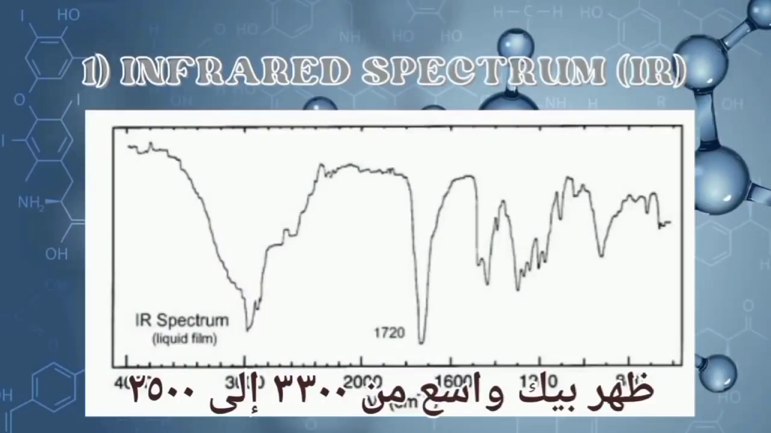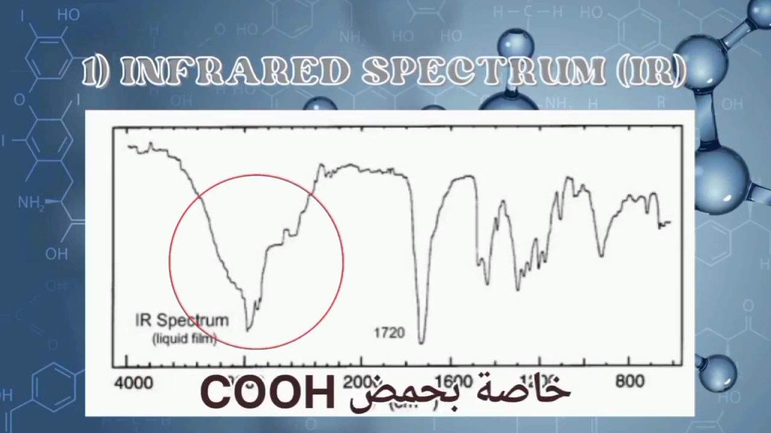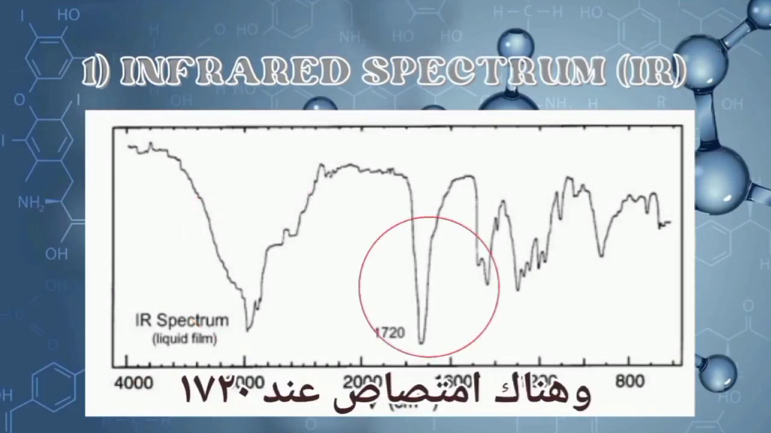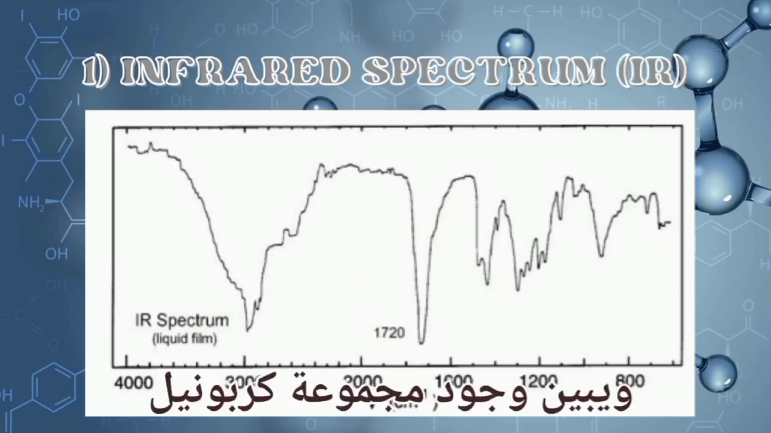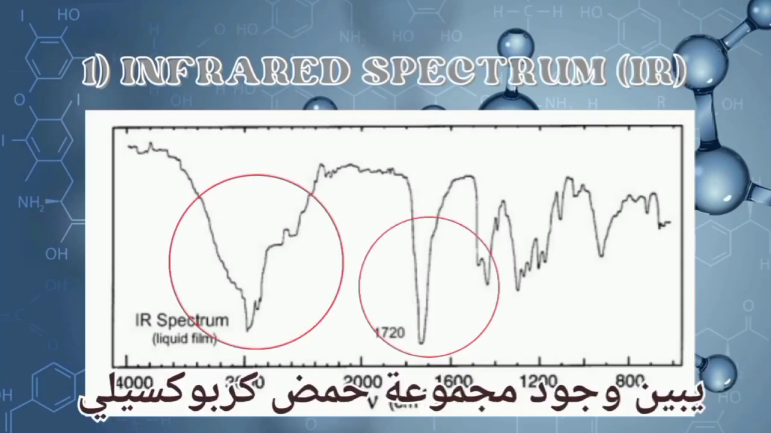From the IR, there is a broad peak absorption at 3,326 cm⁻¹, which indicates the presence of O-H stretching of a carboxylic acid. There is absorption at 1,720 cm⁻¹, which indicates the presence of a C=O stretching carbonyl group. The presence of both carbonyl and hydroxyl groups may indicate the presence of a carboxylic acid.